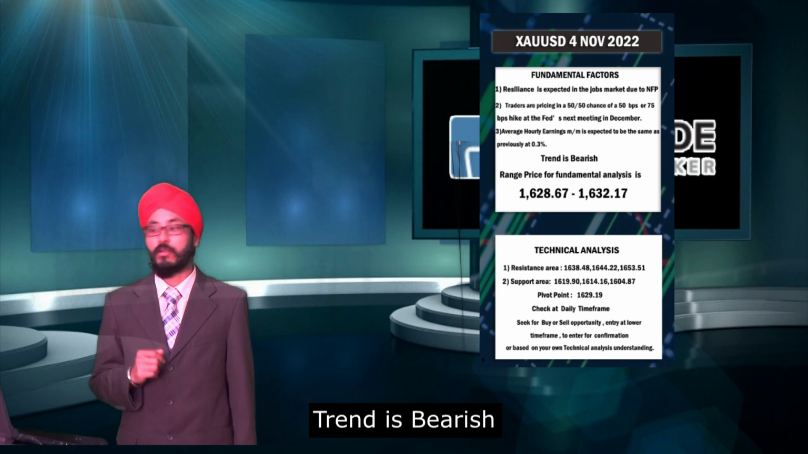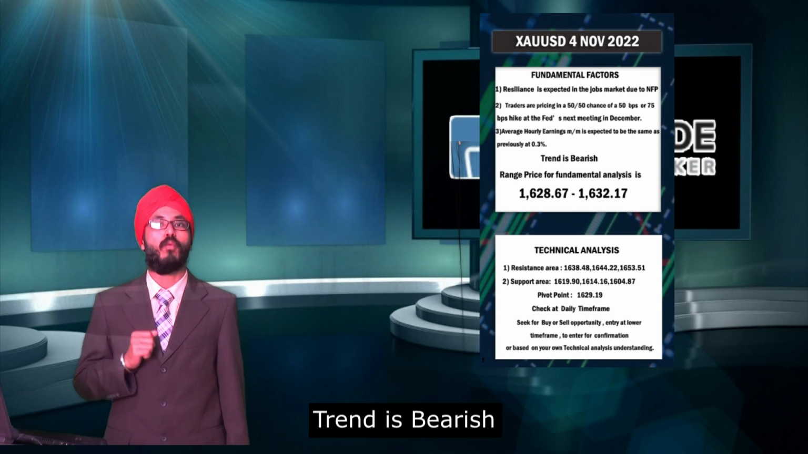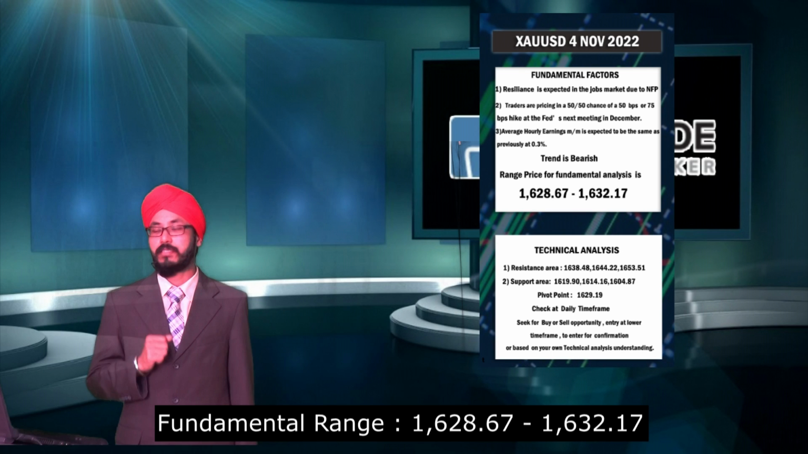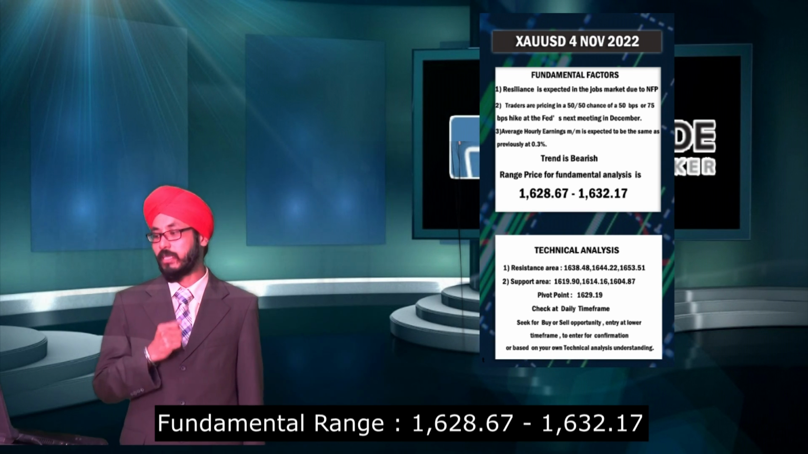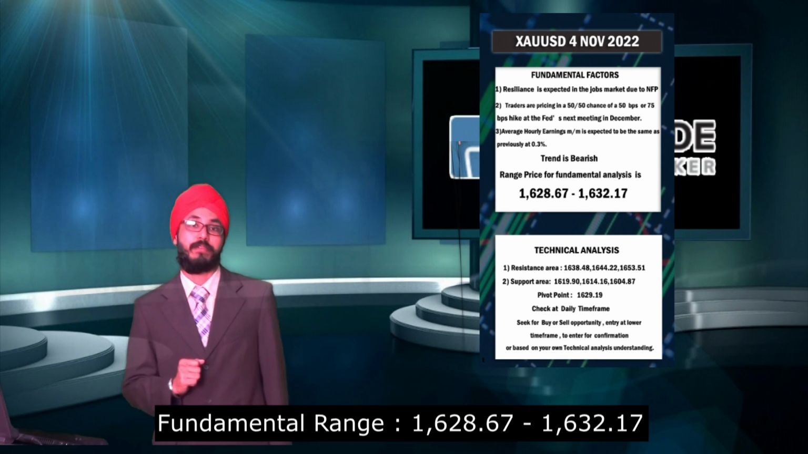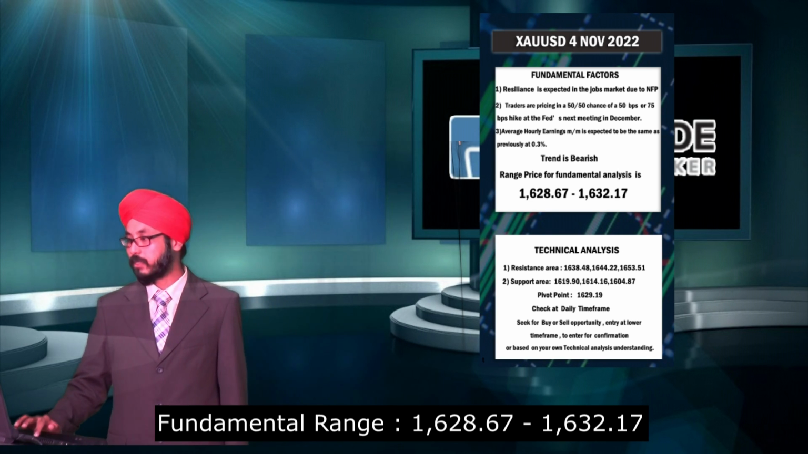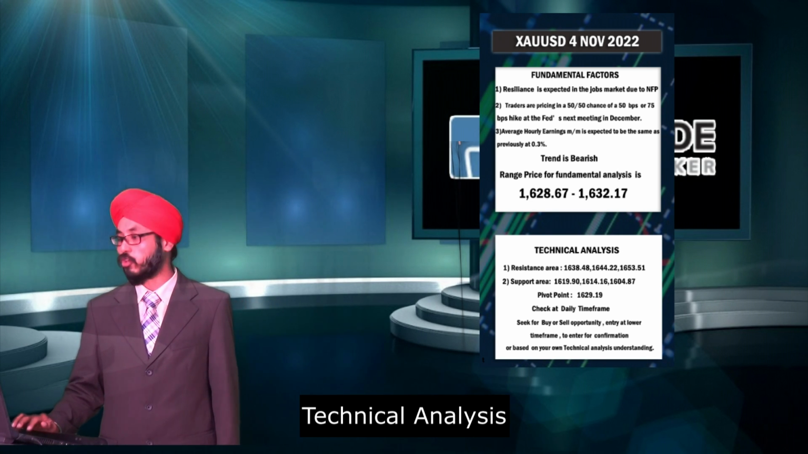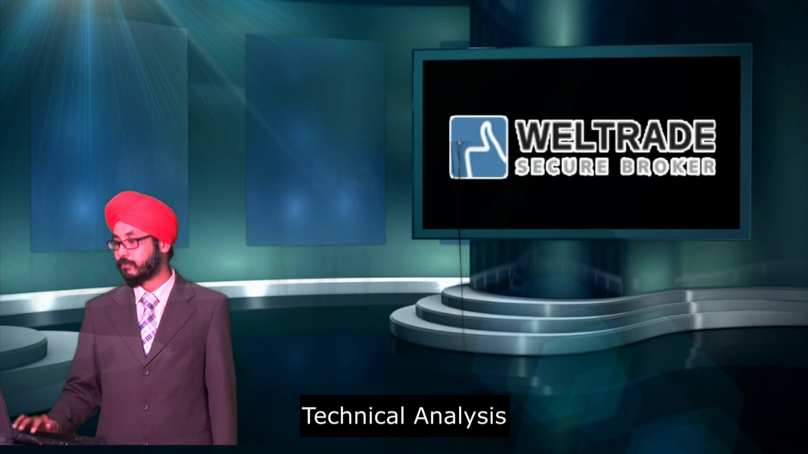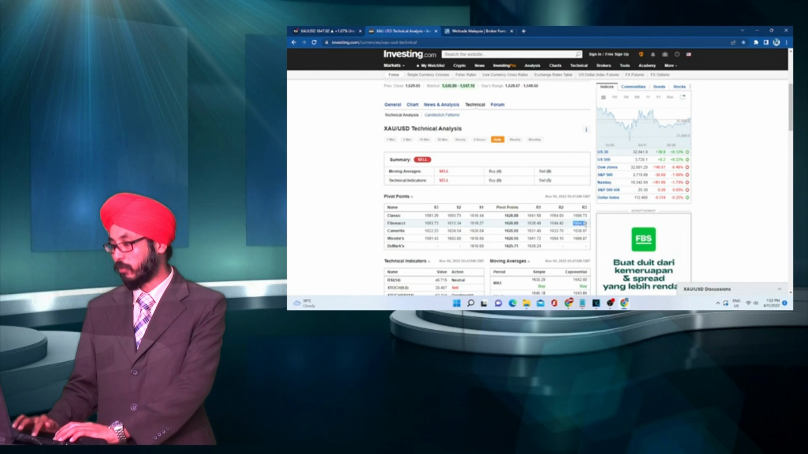The range that we are looking at is between 1628.67 to 1632.17. Moving forward with our technical analysis, I would take you to investing.com. As you can see here in investing.com, firstly we go to XAUUSD and then we choose technical analysis.